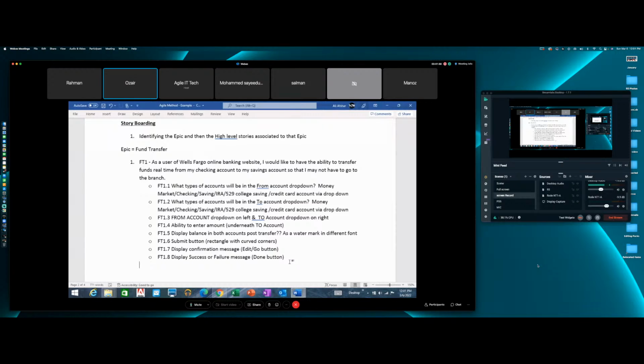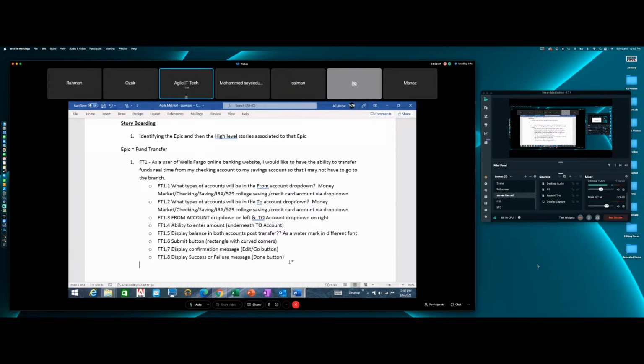Read FT 1.3. What does FT 1.3 say? Read it out loud. From account drop down on left and to account drop down on right. So if one is on the left and one is on the right, what does that tell you? Same page. Same screen. Which screen is that? Screen number 1. Yep, they're on the same screen.